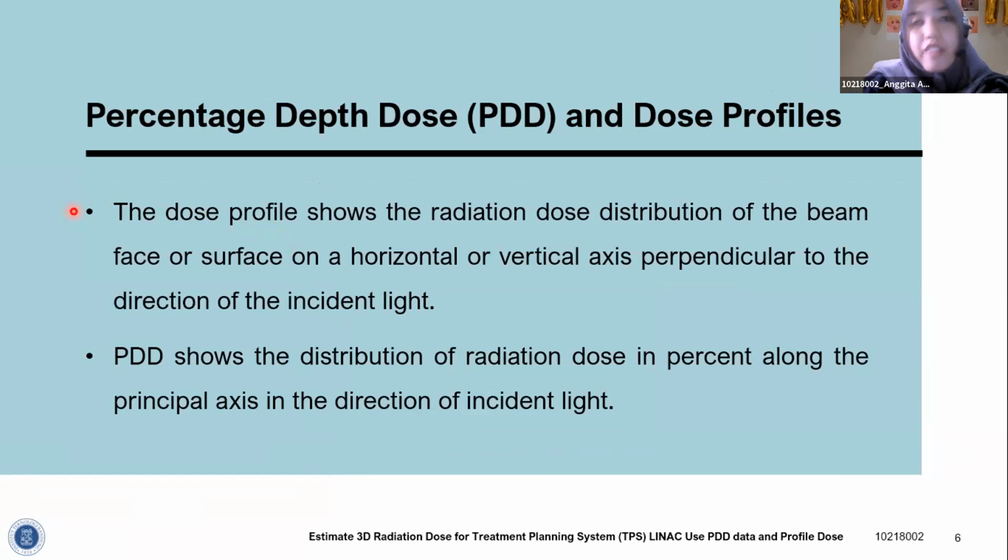Next, about percentage depth dose, or PDD, and dose profile. The dose profiles show the radiation dose distribution along the main axis or face or surface on a horizontal or vertical axis perpendicular to the direction of the incident light. And PDD shows the distribution of radiation dose in percent along the principal axis in the direction of incident light.